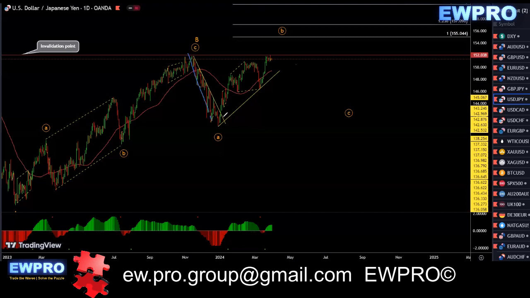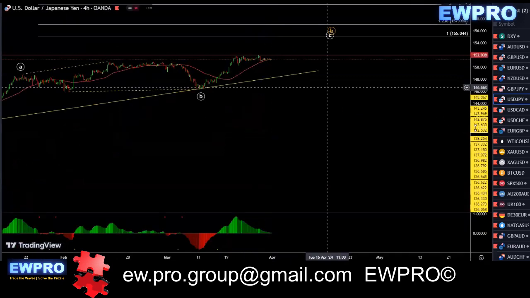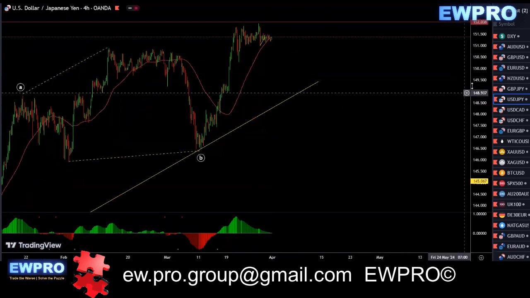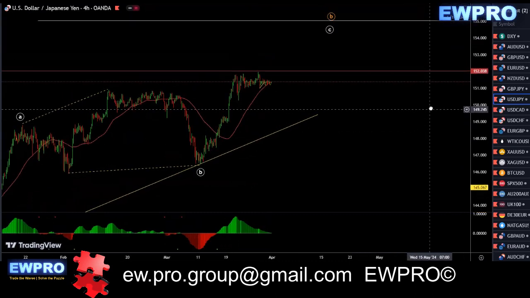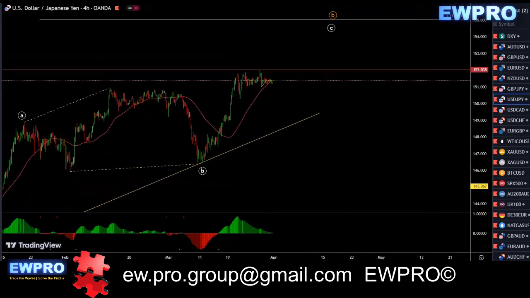Looking at this like A, B, and I'll get a C down in here. So I'm looking for this A, B, C to finish, and then I'll be looking for downside. It's still looking rather bullish up the top here. So, if you wanted to, you may get another buy out of it.